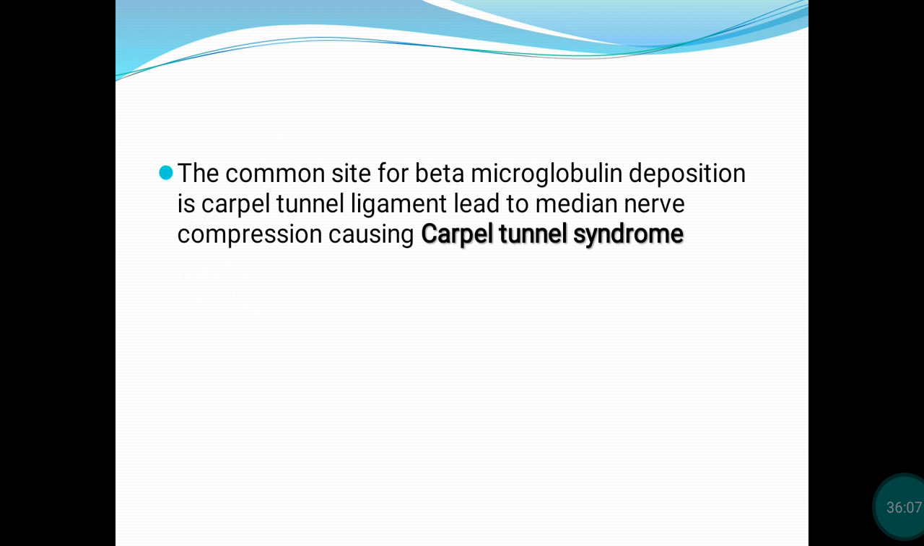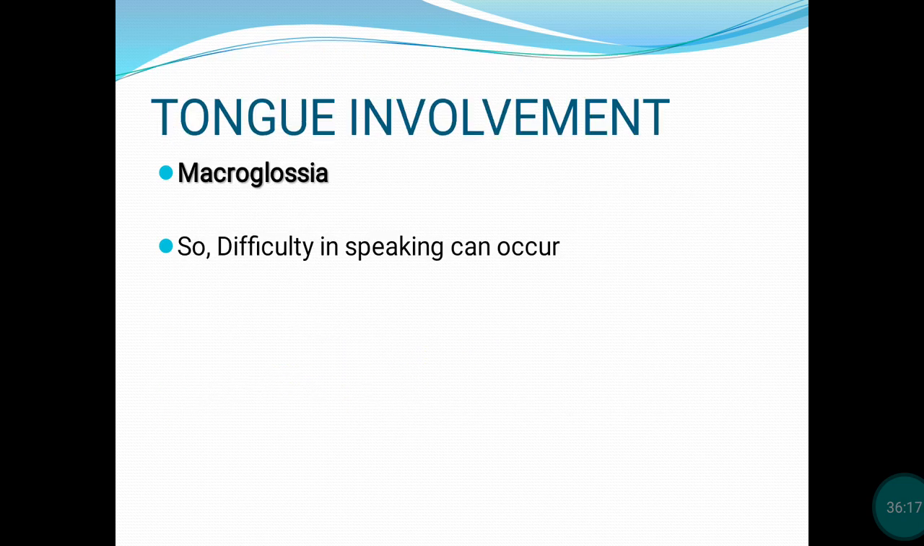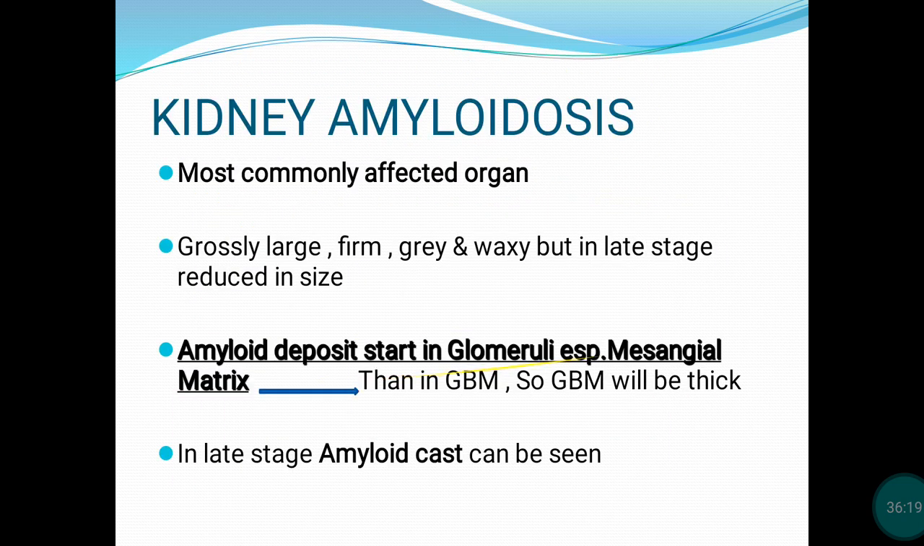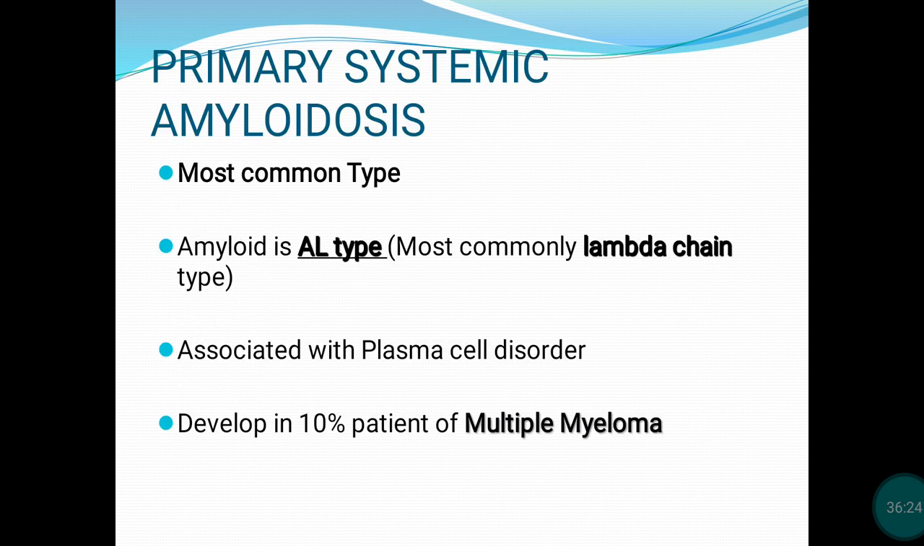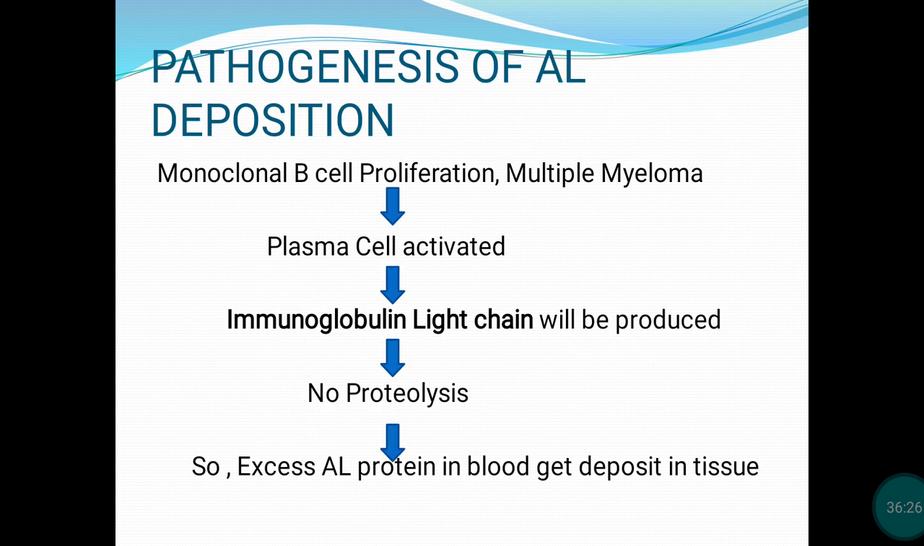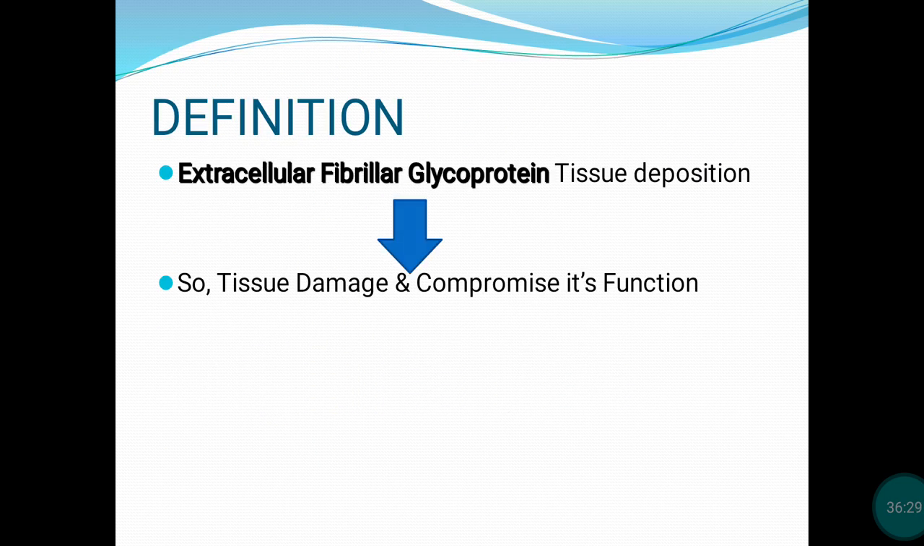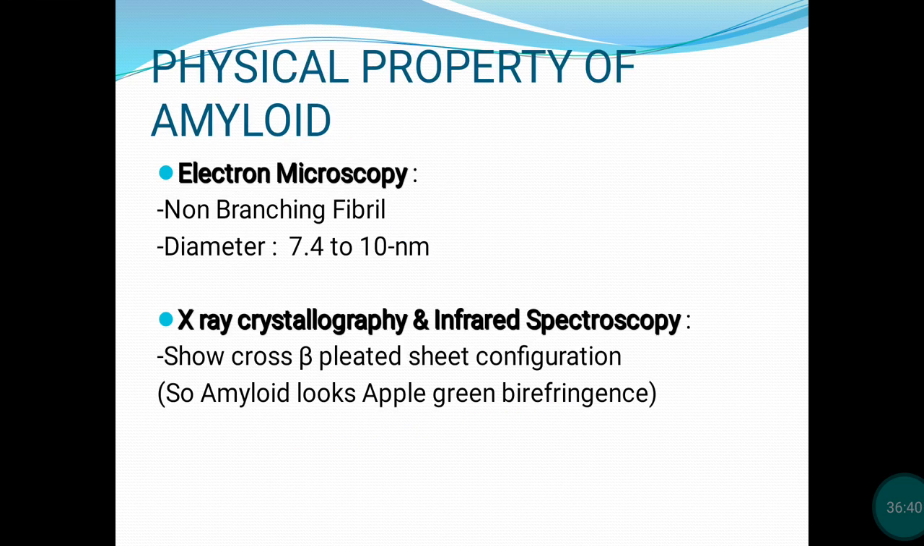Okay, so this is all regarding the amyloidosis, right? Starting from the etiology, pathogenesis, and the morphology. Again, I am summarizing the amyloidosis just for you, and then we will see the MCQs, right? So let's start. Amyloidosis means extracellular fibrillar glycoprotein deposition. So the tissue can get damaged and it can compromise its function.